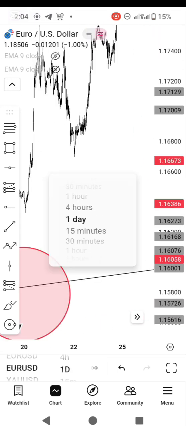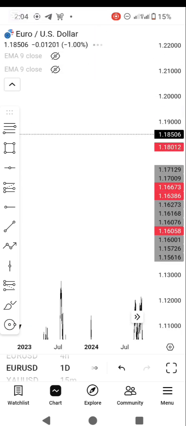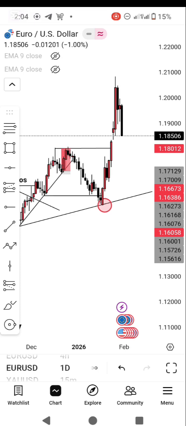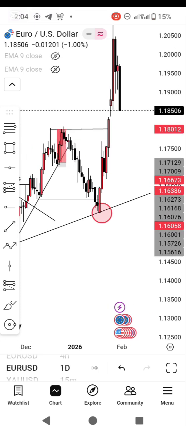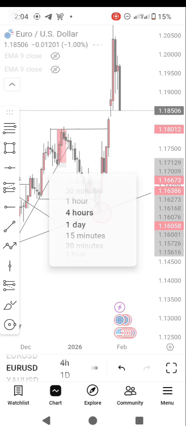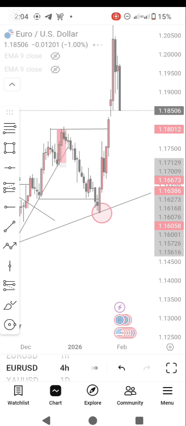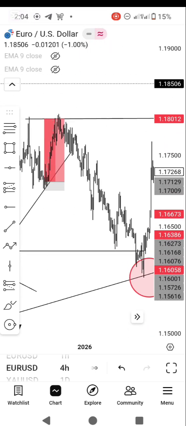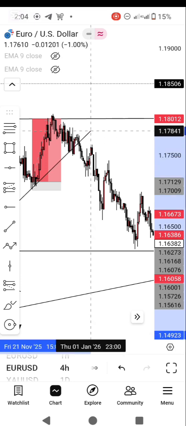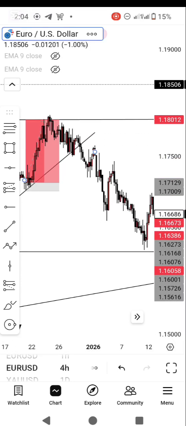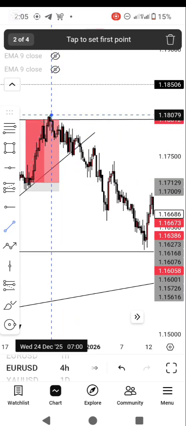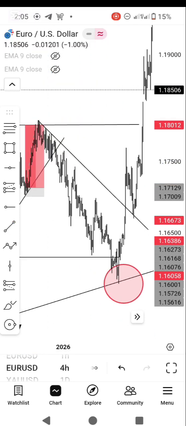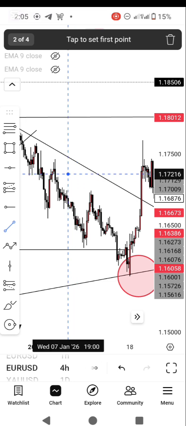So let's see on the daily. It's everywhere on the charts. Let me look at the 4 hour. On the 4 hour, we also had this here after price broke this trend line. We also had this coming downwards like this, and then we also had this.